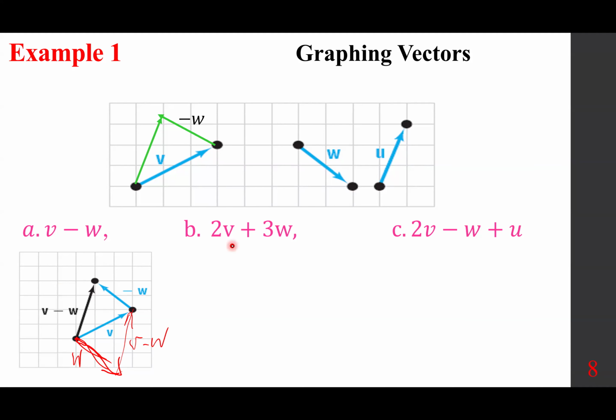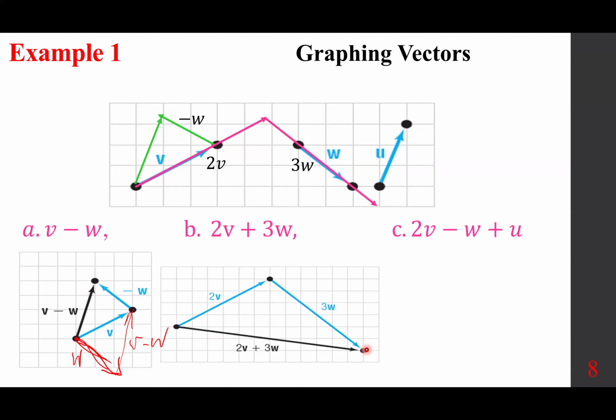2V plus 3W. So here's the V, make it 2 times larger. So the same direction, just the magnitude is more. W, make it 3 times. So this is 2V. And this one is 3 times W. And now you put them together. This is 2V plus 3W.